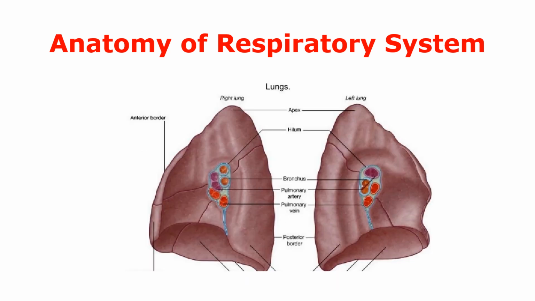The medial surface of each lung has a vertical slit called as hilum. Structures like blood vessels, nerves and lymphatic vessels pass through the hilum and enter into the lung.